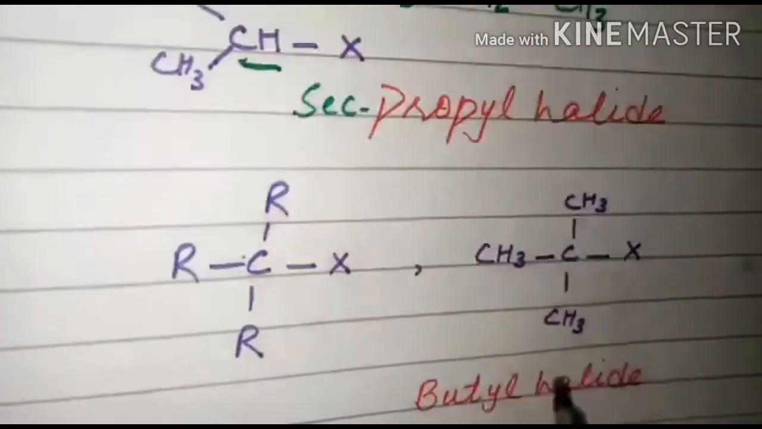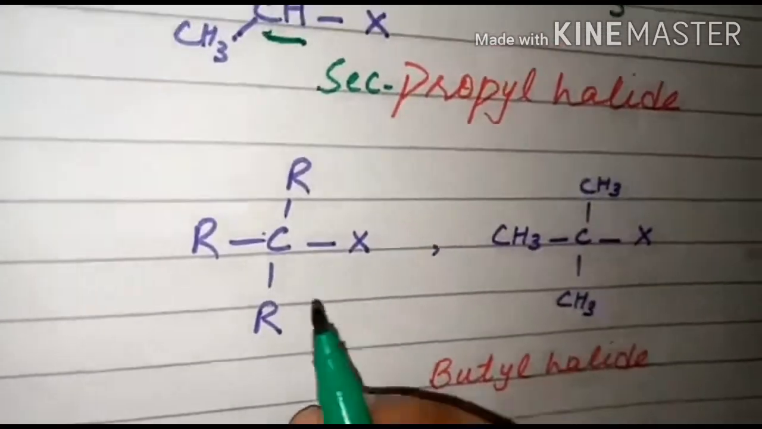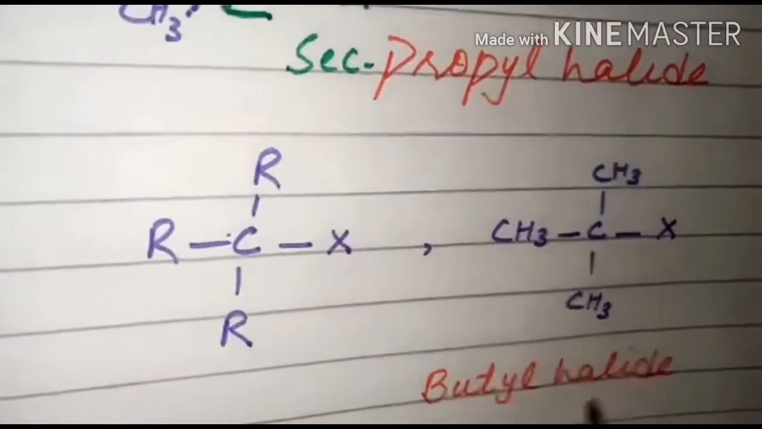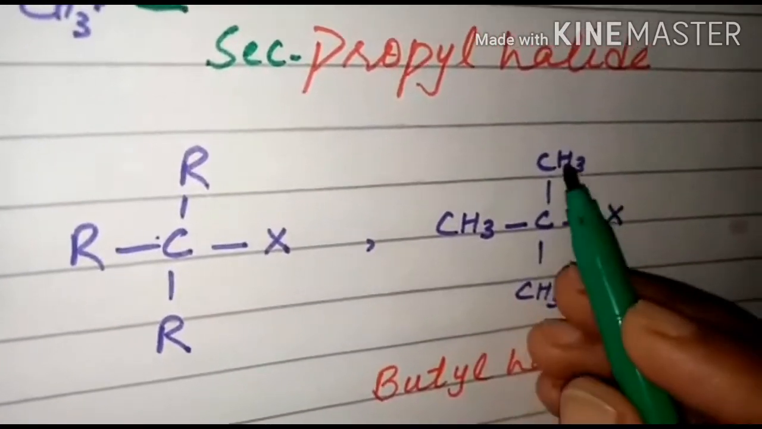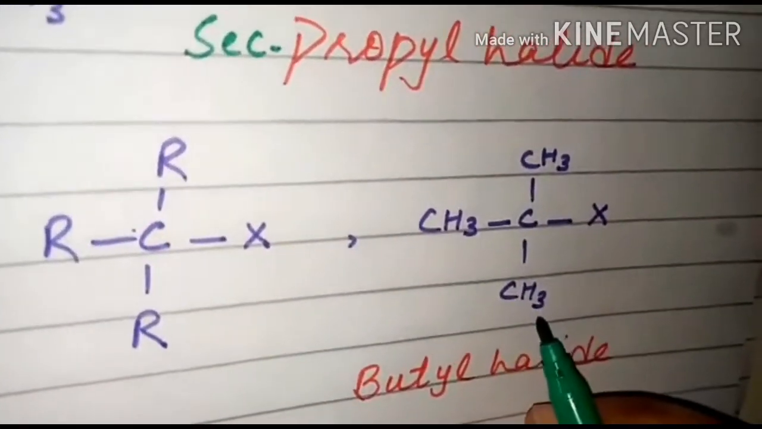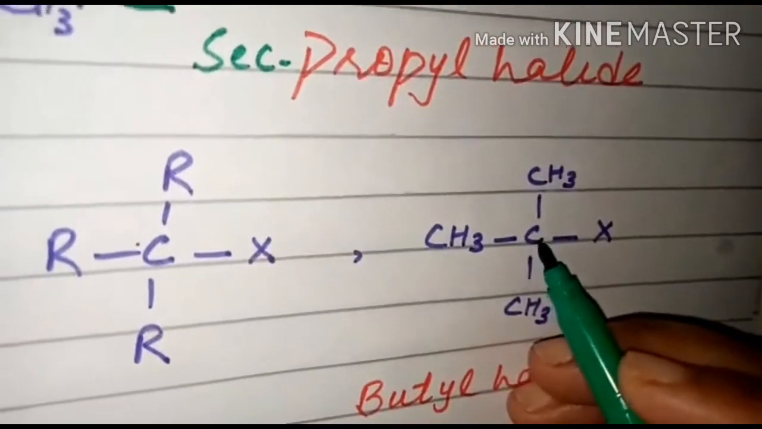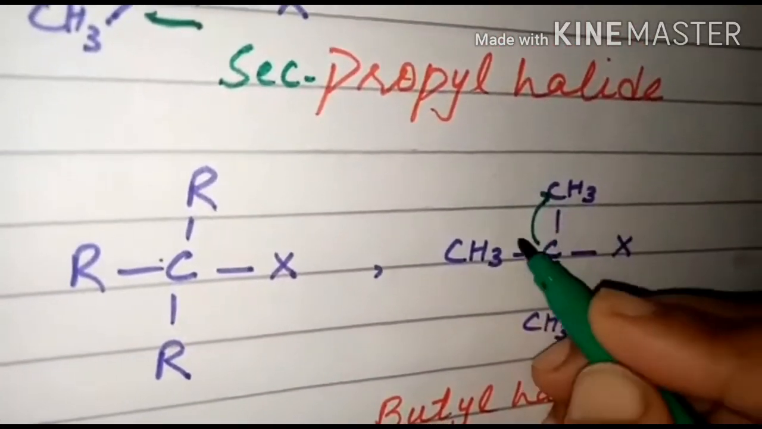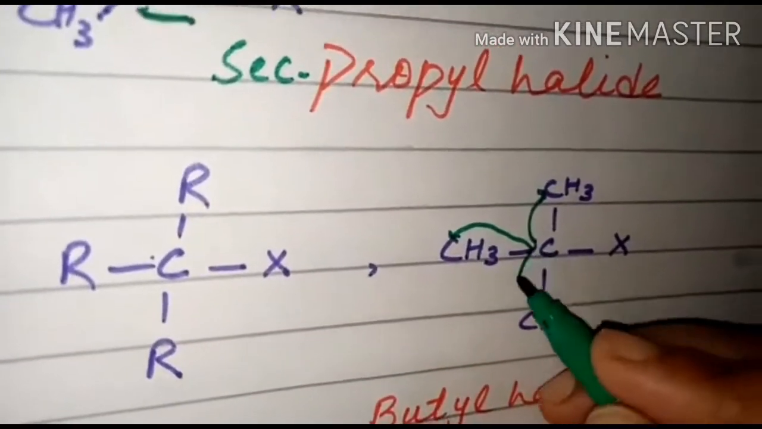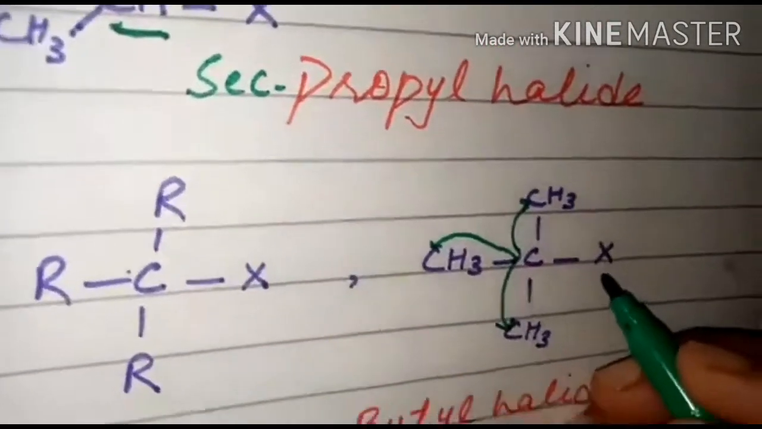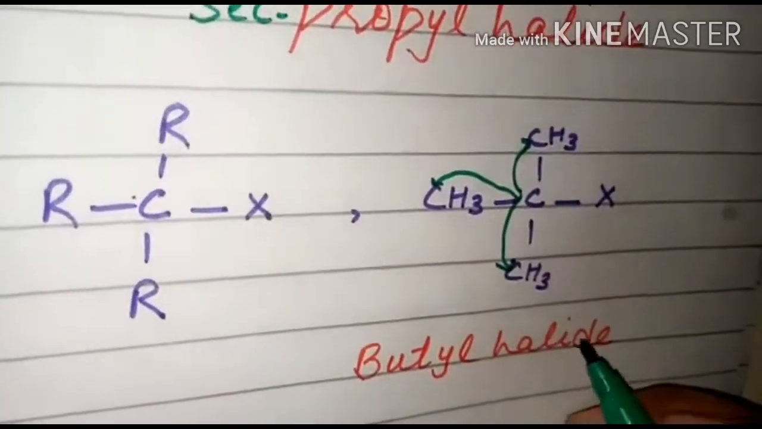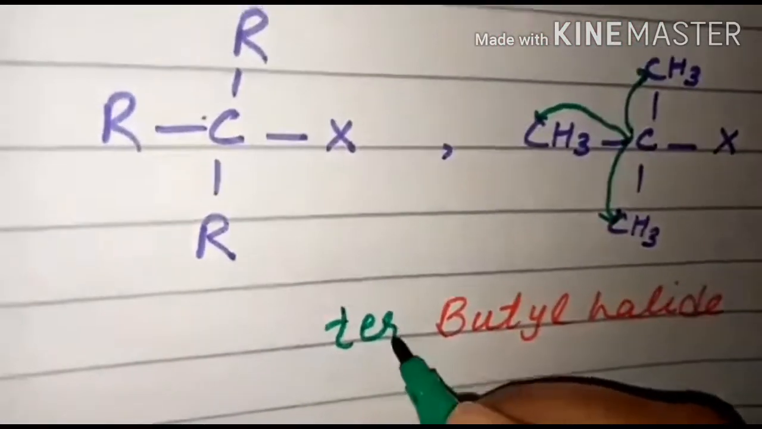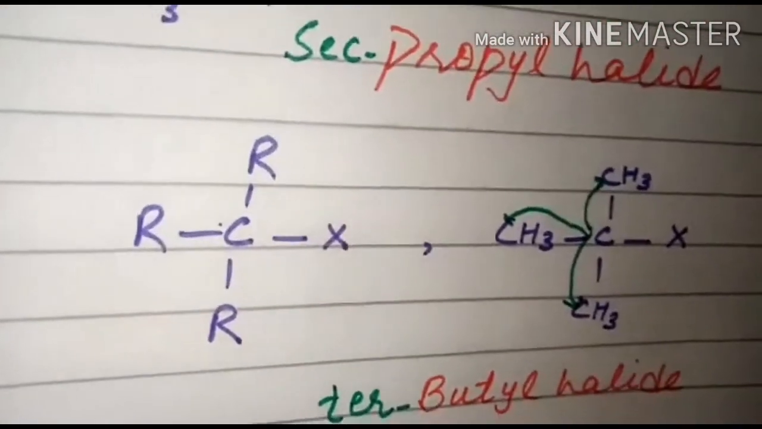The next example is the butyl radical from butane, CH3, CH3, CH3. With this carbon atom from which hydrogen has been removed, it is attached to three other carbon atoms with the halogen, so it is butyl halide. And as three carbon atoms are there, it is tertiary butyl halide.